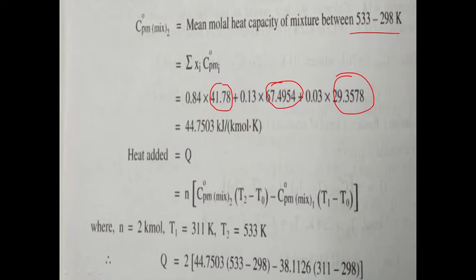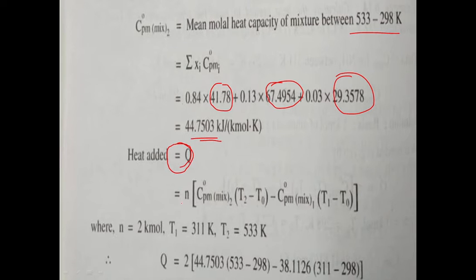Substitute here, finally we get Cp m dot of mixture 2. This is the second mixture, 44.7503. So this is the Cp m dot mixture 2. Mixture 1 we already have; mixture 2 is for the temperature from 533 to 298 Kelvin. Are you clear or not? Okay. So this is the mean molar heat capacity of the gaseous mixture.